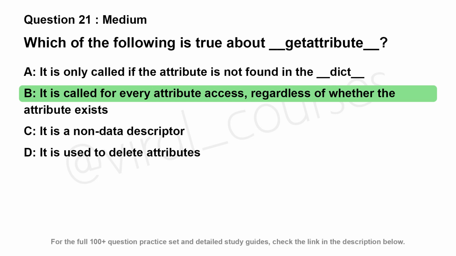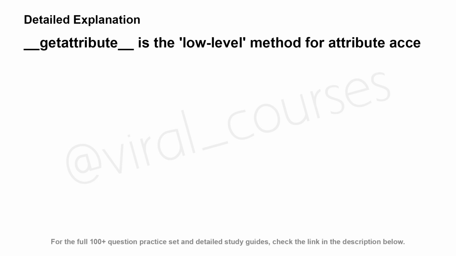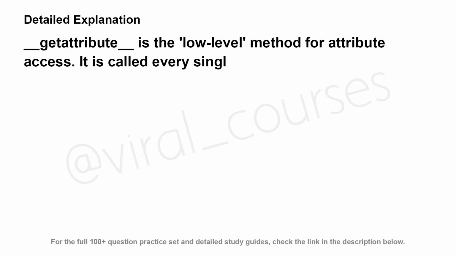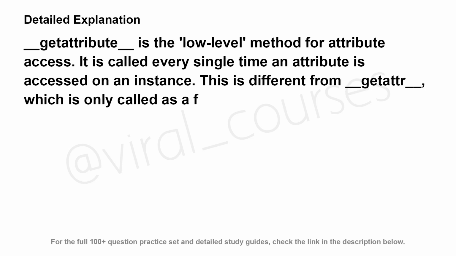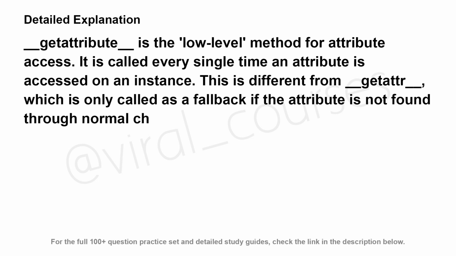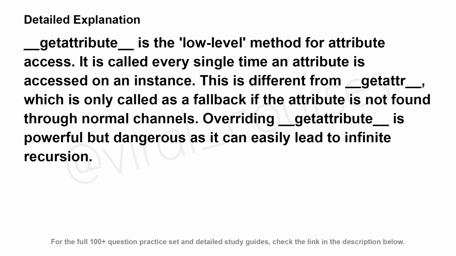The correct answer is B. __getattribute__ is the low-level method for attribute access. It is called every single time an attribute is accessed on an instance. This is different from __getattr__, which is only called as a fallback if the attribute is not found through normal channels. Overriding __getattribute__ is powerful but dangerous as it can easily lead to infinite recursion.